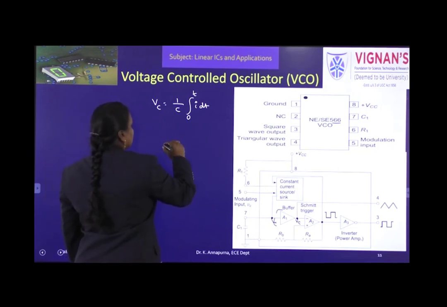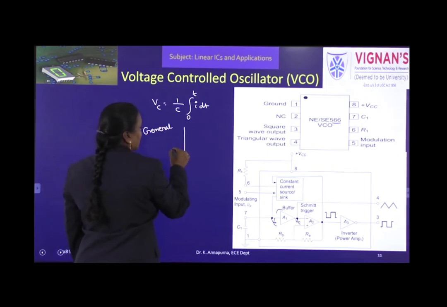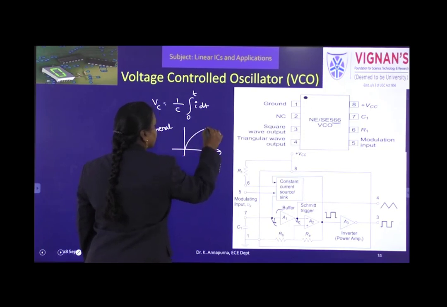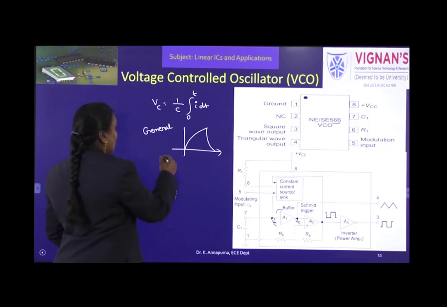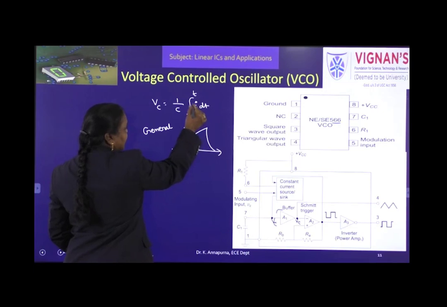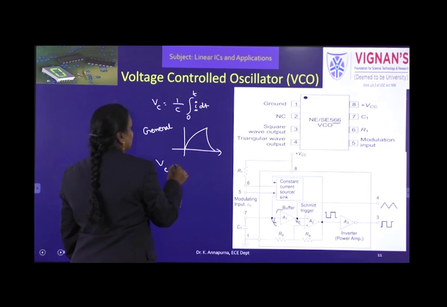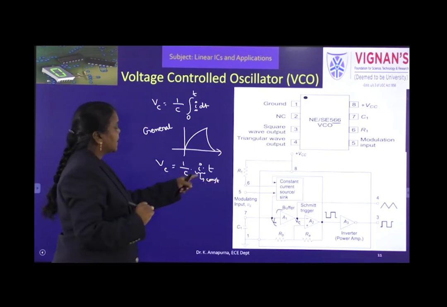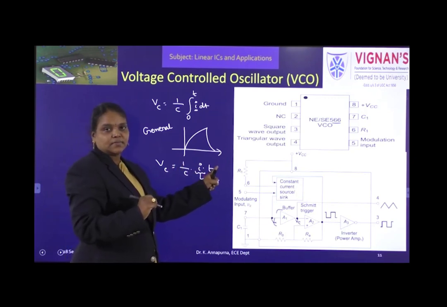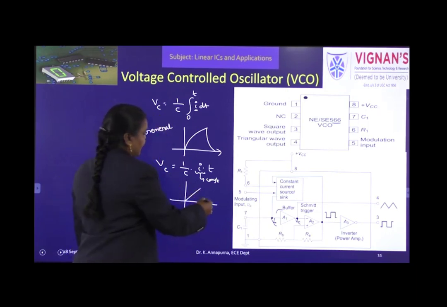So generally, if you see the capacitor voltages, how will it charge and discharge? It will charge like this, it will discharge like this. Usually we will see it like this. But now, when current is constant, what is the integration of a constant? That constant into time. So Vc is equal to 1 by C into I into T. Here I is constant, C also constant. Then it is in the form of an AP, so it will charge like this, linearly with respect to time.